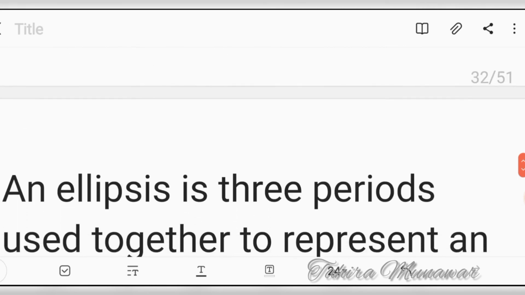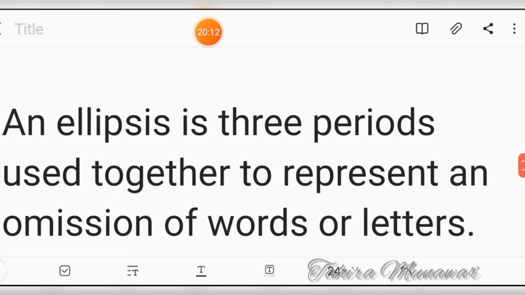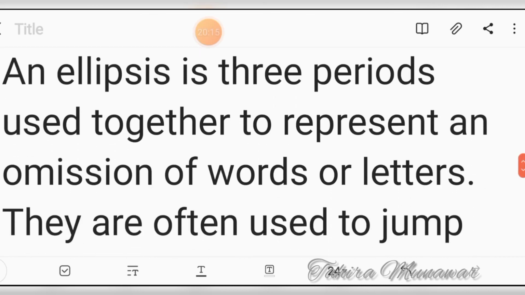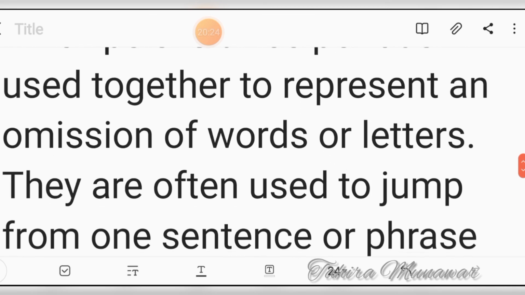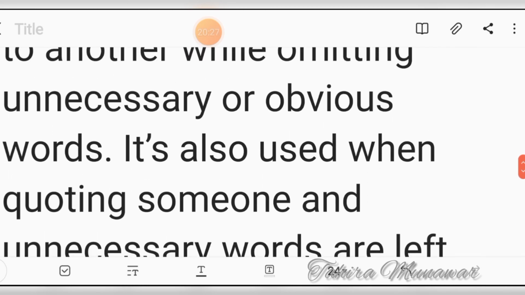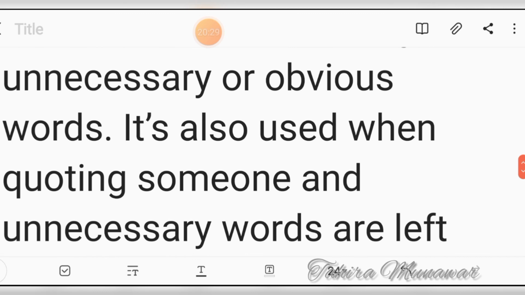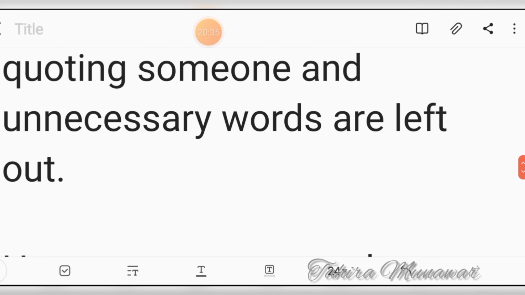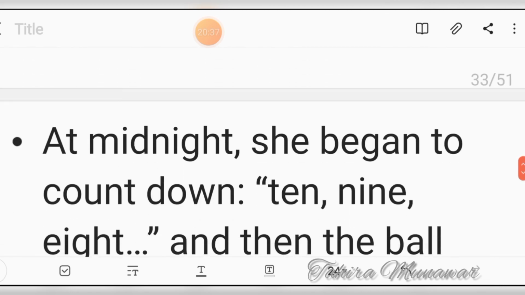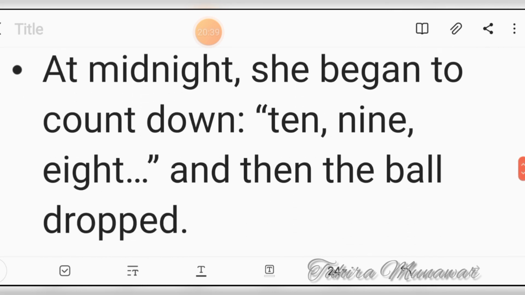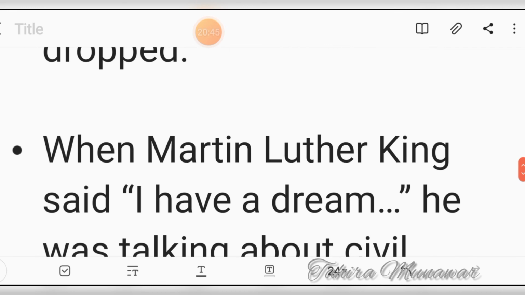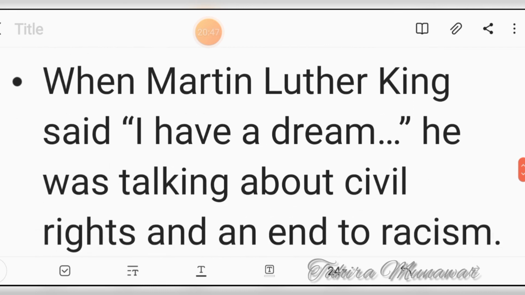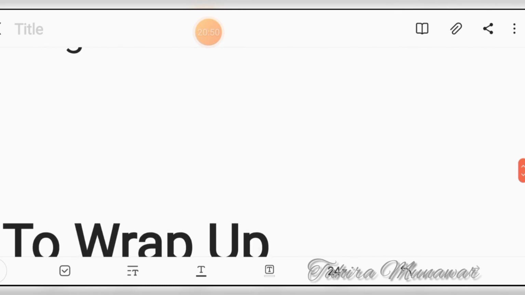Ellipsis. An ellipsis is three points, three periods, three full stops used together to represent an omission of words or letters. When you are writing and you want to omit some words, you have omitted some text. For example, when you are quoting something, sometimes there are unnecessary words that you do not require. Then you use this ellipsis sign. At midnight, she began to count down: 10, 9... and then the ball dropped. When Martin Luther King said, "I have a dream..." he was talking about civil rights and an end of racism.